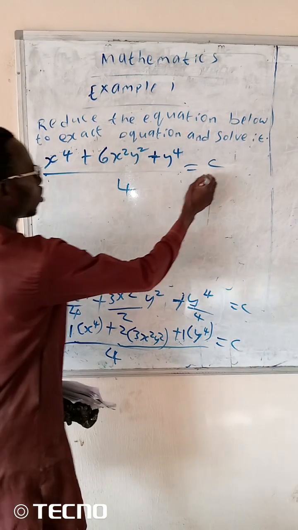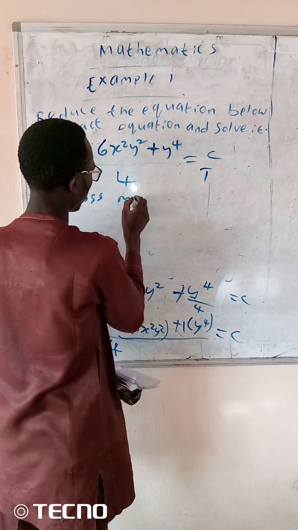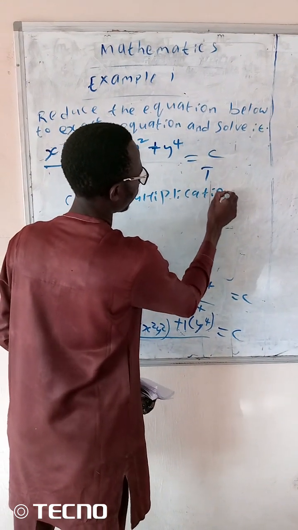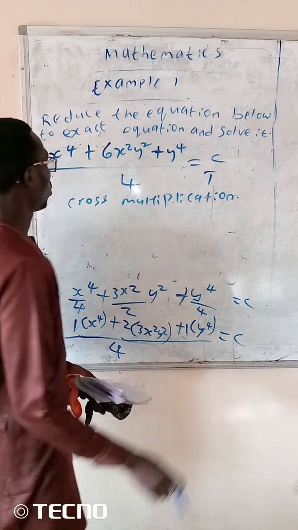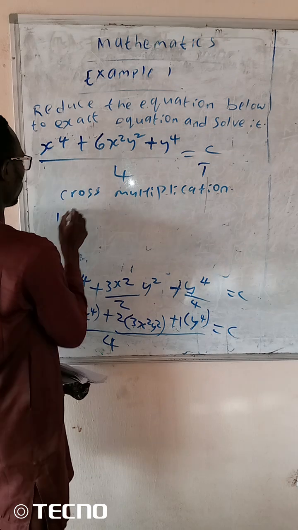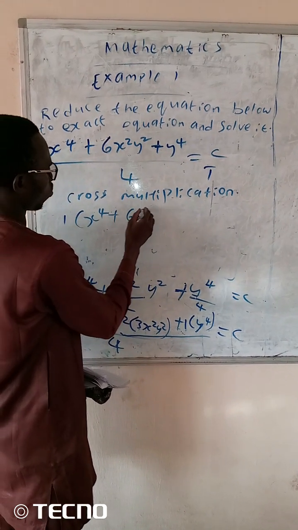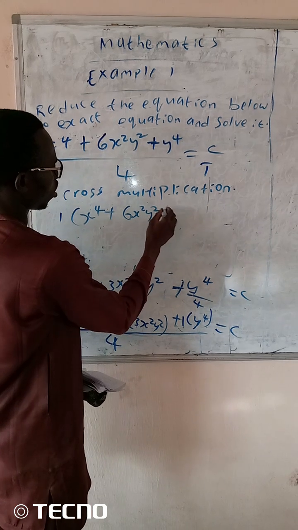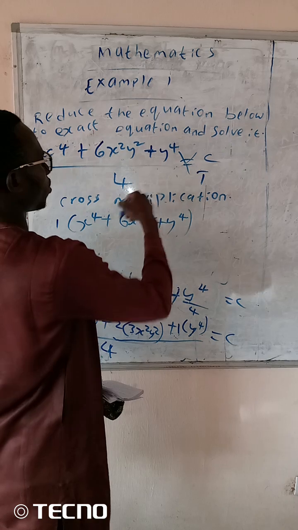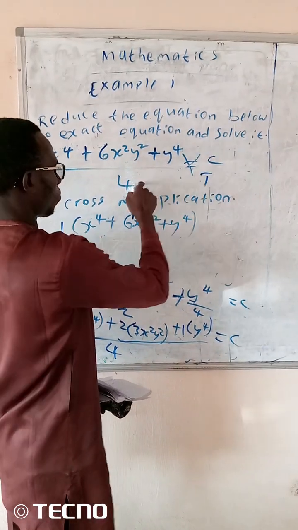So the next thing to do now is cross multiplication. We're going to do cross multiplication. So we have 1 multiplied by everything here: 1 multiplied by x raised to the power 4 plus 6x squared y squared plus y raised to the power 4, right? Everything inside the bracket. So we cross multiply, this will multiply this, and 4 multiplies 6.